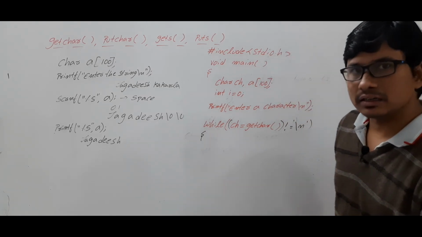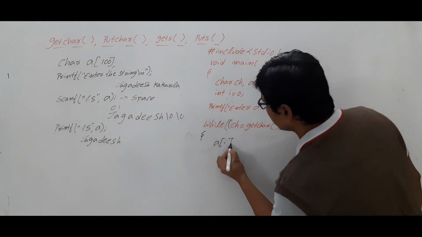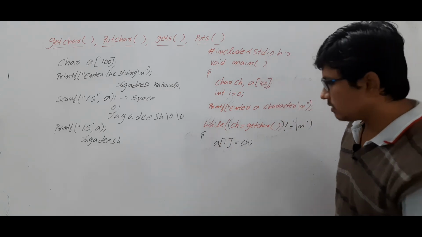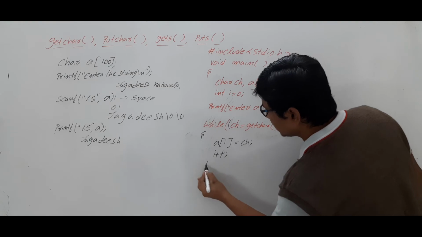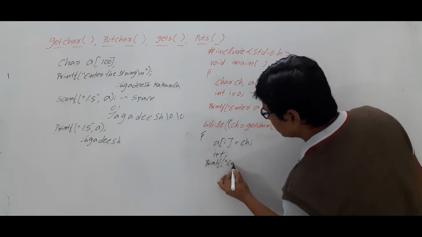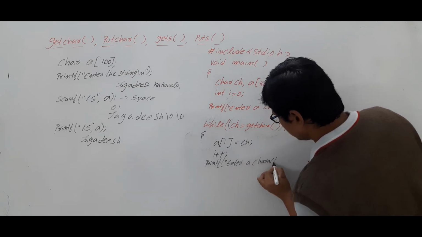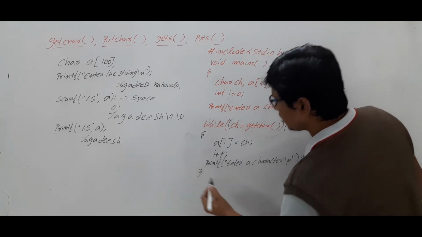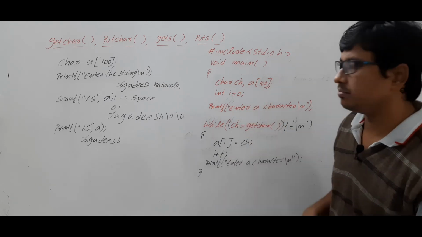Whatever character you are reading, you will assign it into the array A. A of I is equal to ch. And then you will increment the I value, and again you will ask the user to enter a character. Okay, is it clear? Are you able to understand it or not? Let me discuss this one later. First, let me write the complete program.